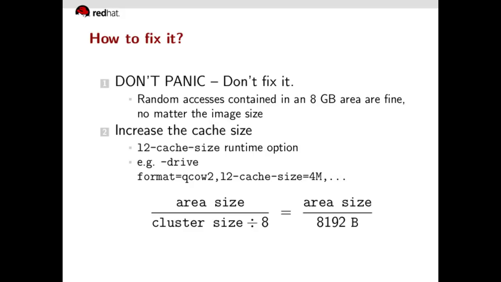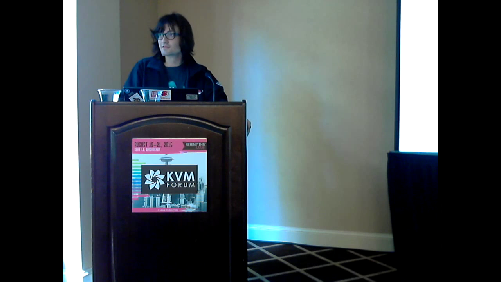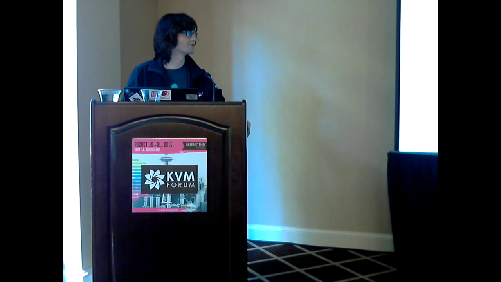Maybe you don't need to fix it at all. Because these were tests where you had random accesses over an area of 16 or 32 GB of an image, which is probably not what normal applications do. So as long as you don't have an application which actually does random accesses all over the place over an area which is larger than 8 gigabytes, then everything's fine. The actual image size doesn't matter. As long as random accesses are contained within a small area of the image, everything's fine. You don't need to fix anything.